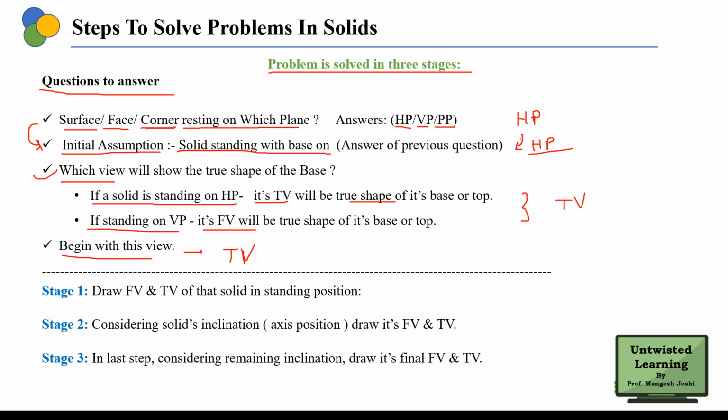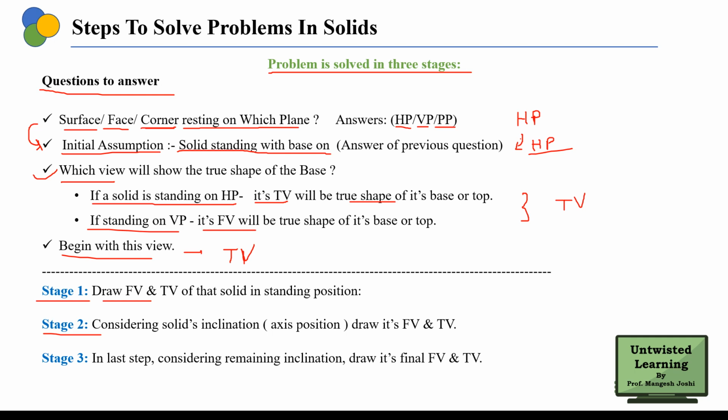You have determined that you have to start with top view, but what are the three stages? So the first stage is to draw the front view and top view of the solid in standing position. The second stage is considering solid inclination.